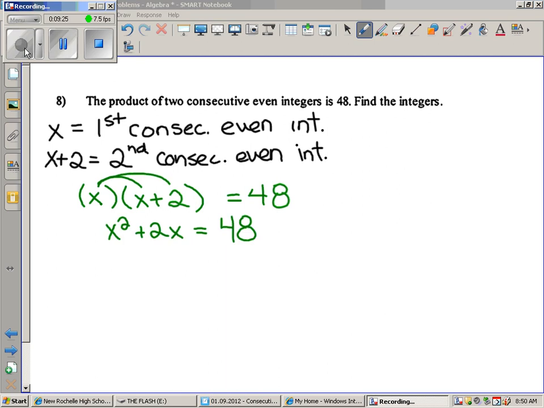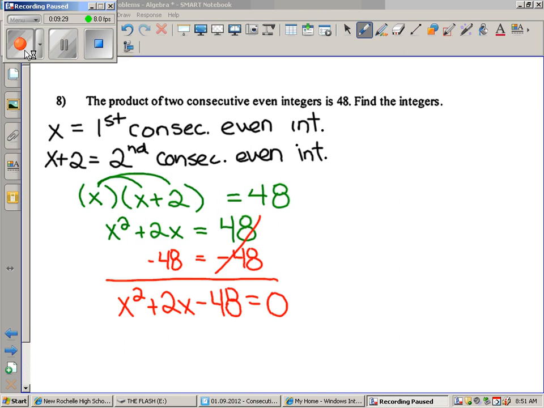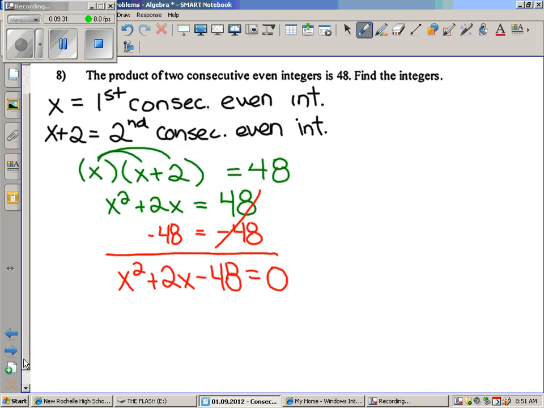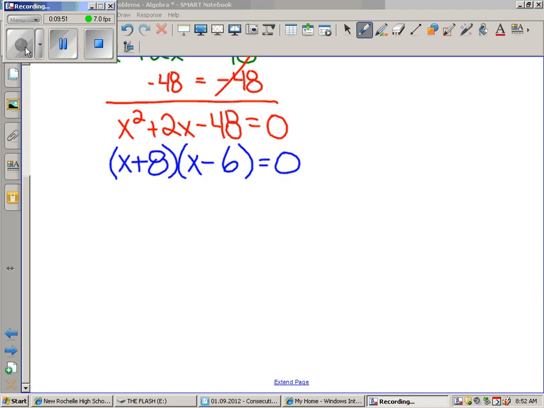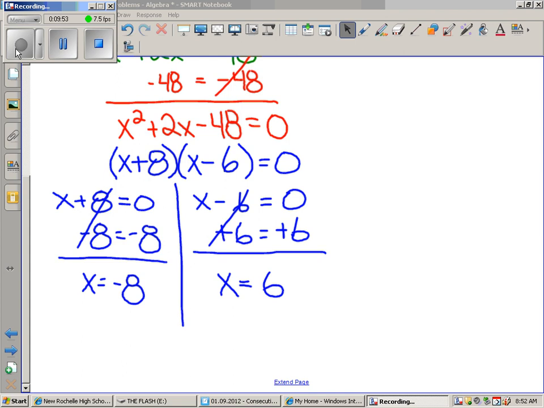All right. Here it is, I've distributed the x's in, and now I've set it equal to 0. Now I'm just going to solve it. We're going to factor that. Give me 2 numbers that multiply to be -48 and add to be 2. 8 and 6. Very nice. x plus 8, x minus 6. We factored it, and now we solve it. There we solved it.